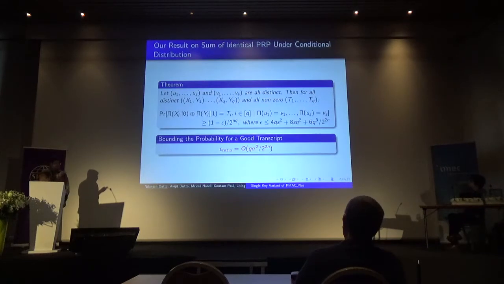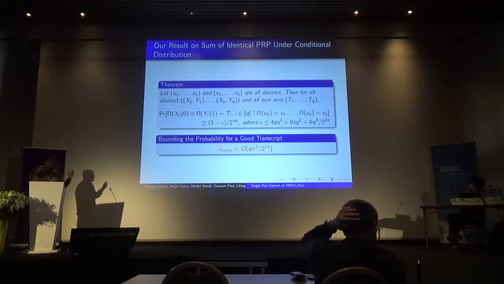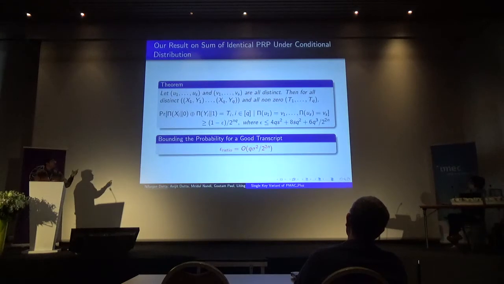So keeping these in mind, we obtain that bounding the probability for a good transcript, that is the epsilon ratio, would be order of q sigma square by 2 power 2n. Actually this bound can be improved, but since from the bad cases we already have this order of q sigma square by 2 power 2n, we are slightly weakening the bound, but it is enough for our result.